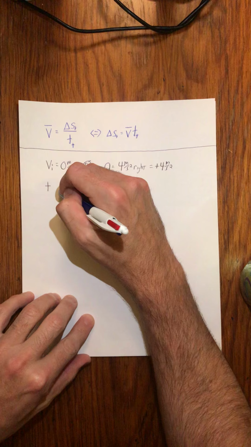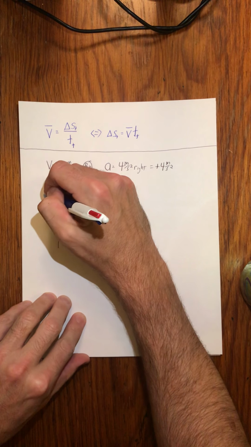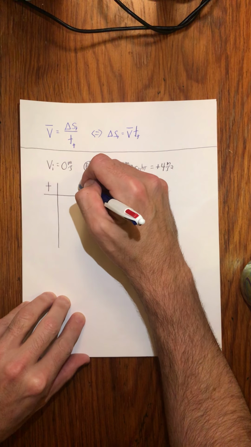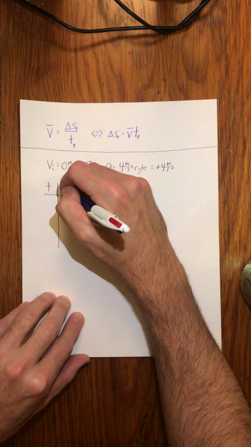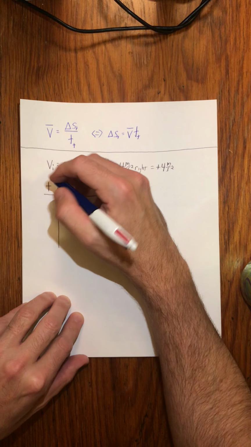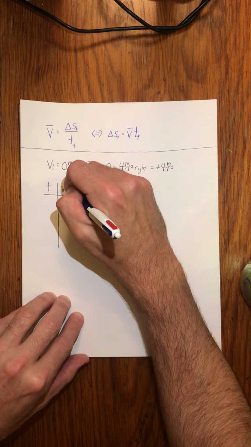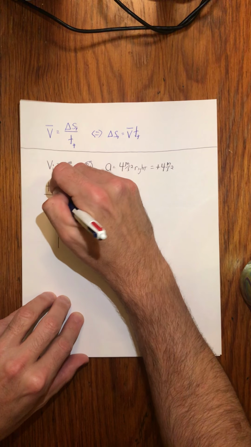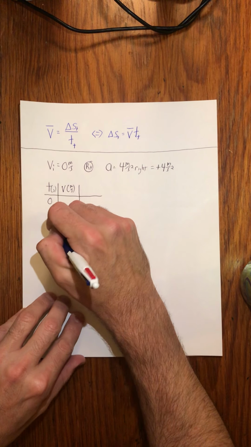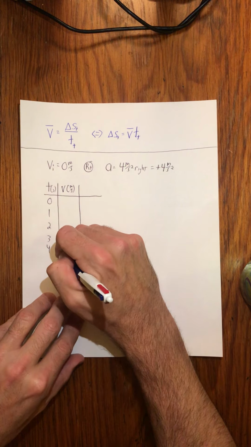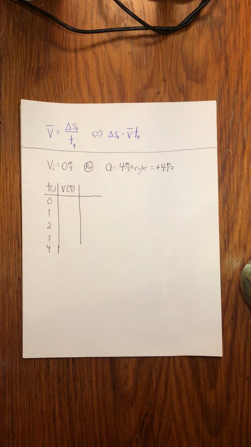So here we go. We're going to look at time, and we're going to look at velocity, and there's going to be a third column on this table. So I want you to leave a little space there. So here's velocity, and here's time, 0, 1, 2, 3, 4, kind of similar to what we've done so far.